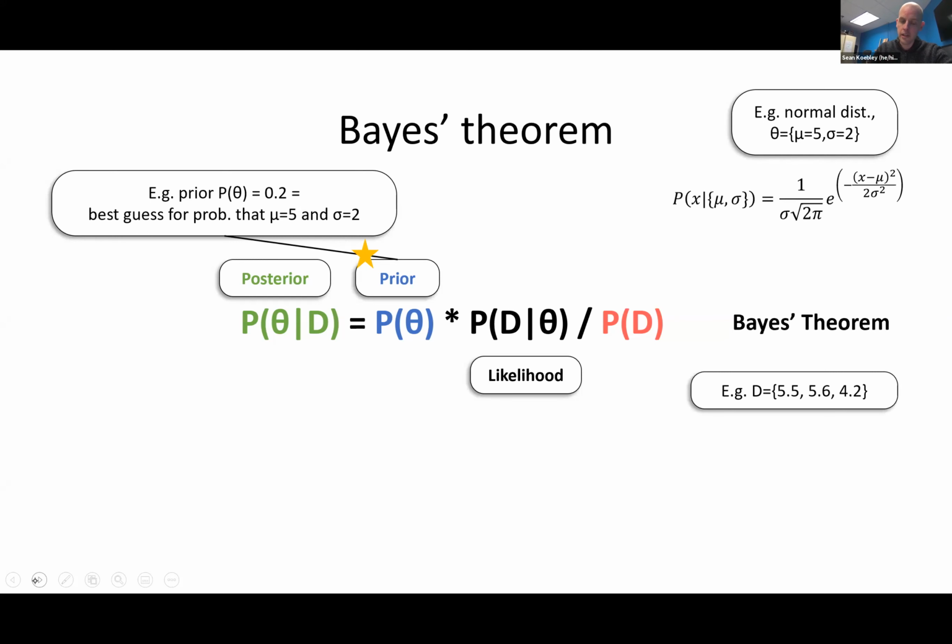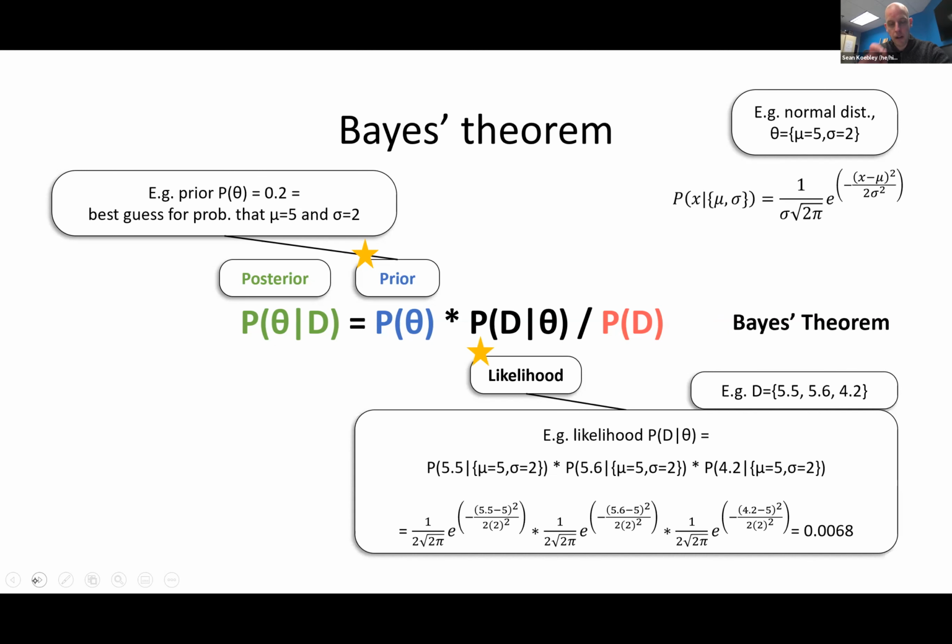Okay, then there's this likelihood term. Say that this is the data set we got, 3 points: 5.5, 5.6, 4.2. What we can do is find the probability of this data given our parameters, P of d given theta.